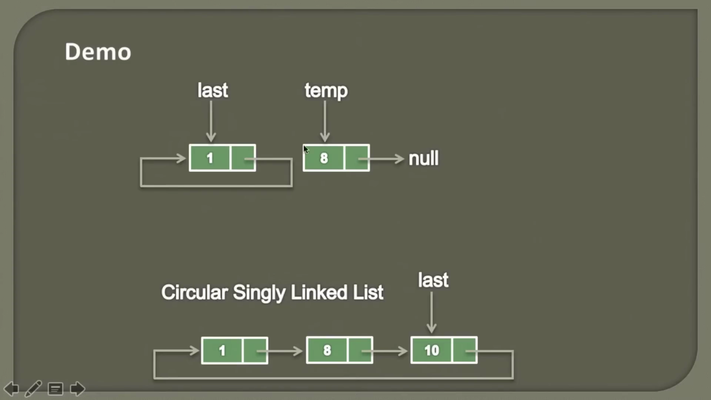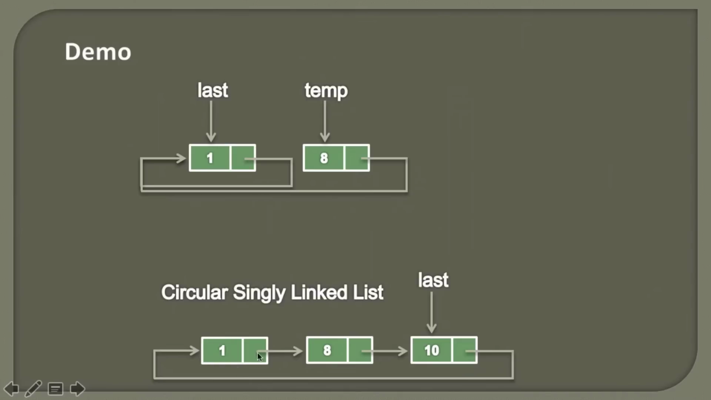So what we do is, when we insert this node with a value 8, we know that its next should point to the first node. So therefore what we do is we simply break this link and we point it to the first node. So it would look something like this, as temp next is pointing to the first node.